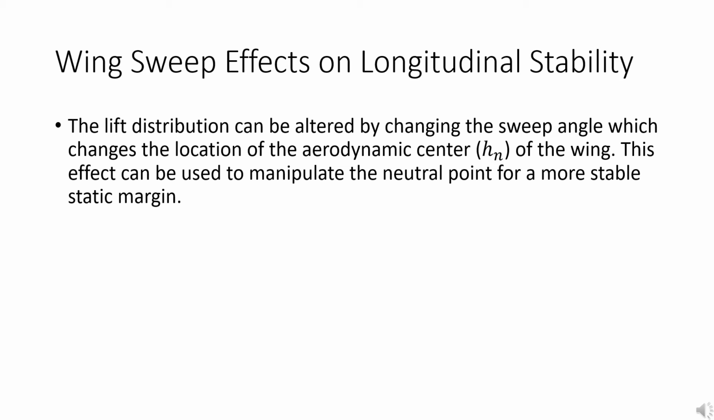Wing sweep also affects the longitudinal plane because sweeping the wing changes the lift distribution and thus the aerodynamic center. Usually it moves it backwards the more you sweep the wing. So wing sweep can be used to manipulate the neutral point to obtain either a larger static margin or a more stable aircraft in general.